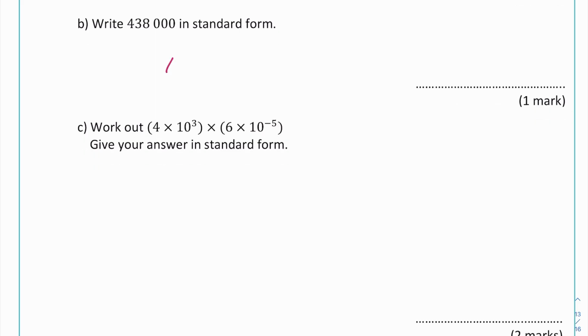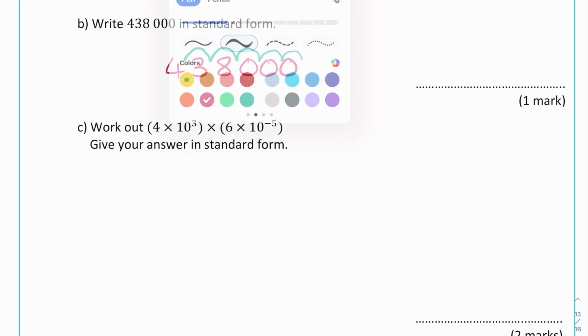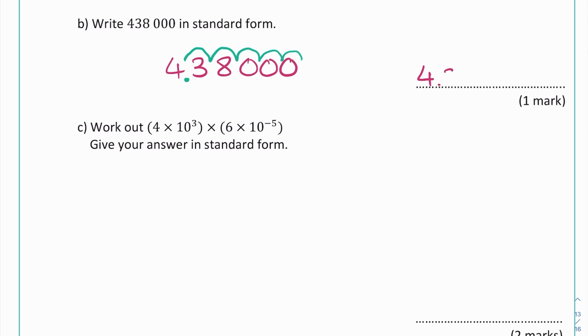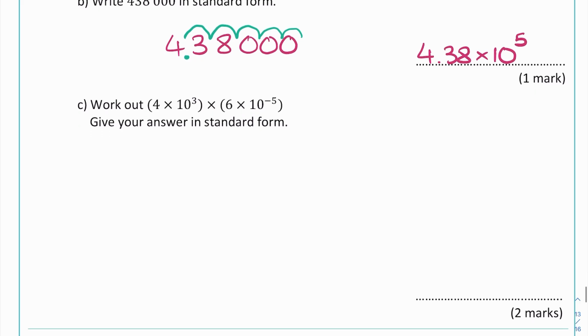438,000 in standard form. So 438,000. I want the decimal to go between the 4 and the 3. So that's 1, 2, 3, 4, 5 jumps. So that will be 4.38 times 10 to the power of, and this time it is a big number, so 10 to the power of positive 5. There we go. There is some standard form conversions.